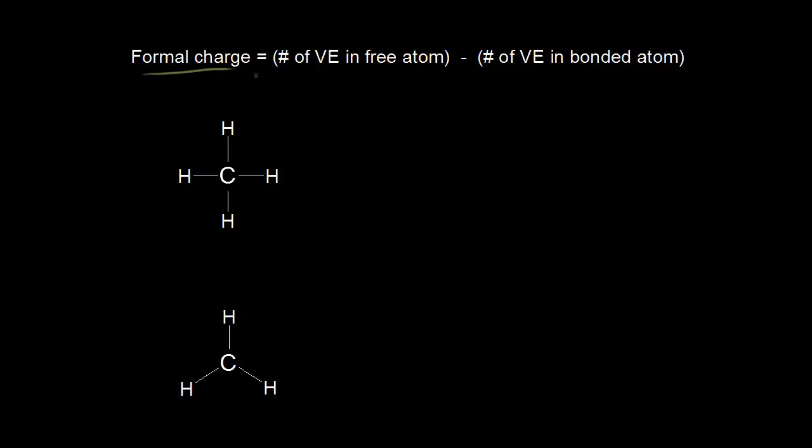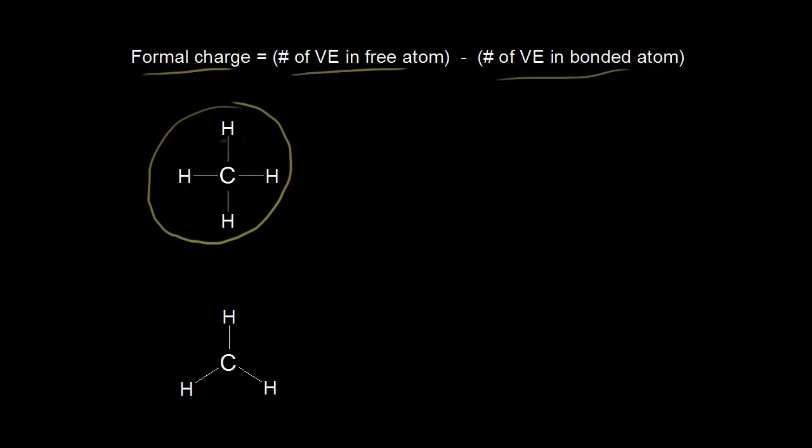To assign formal charge, you take the number of valence electrons in the free atom, or the number of valence electrons the atom is supposed to have, and from that you subtract the number of valence electrons in the bonded atom, or the number of valence electrons the atom actually has in the drawing. So let's assign a formal charge to carbon in the methane molecule.